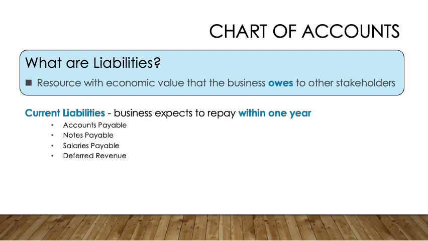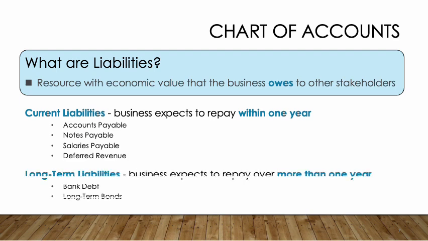And I've just listed out a few categories of accounts of current liabilities. Accounts payable is probably the most common example of a current liability. And these are simply payments that we owe to our suppliers. We've received the benefit of that good or service, but we have not yet paid. And so we will record that as an account payable. We'll get to the other ones a little bit later on in the course.